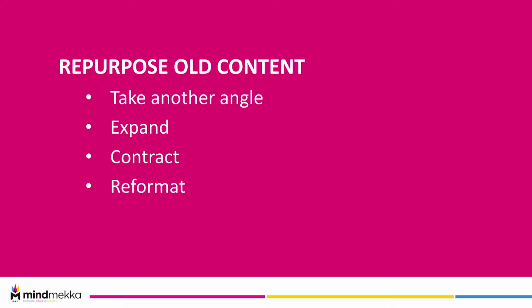Expand. If you have an article with tips, take each tip and create a whole new article with additional information, further ideas, or examples. Contract. Take several pieces of content and write one piece of content that summarizes each in one article. Reformat. Take old content and recreate it in a different format. You can turn text-based content into simple videos, turn videos into audios, make slideshows or infographics out of text content or video stills, and so on.